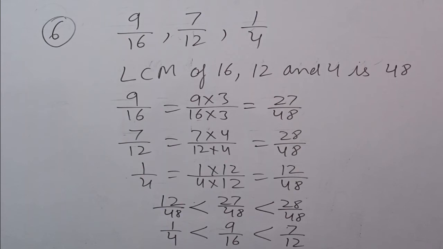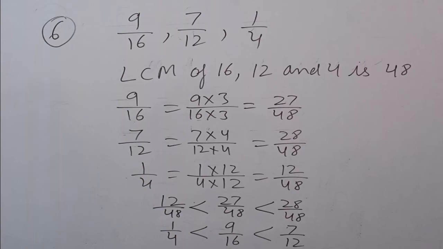First we are taking 9 upon 16. 16 multiplied by 3 gives 48, so the same number we will multiply in the numerator. So 9 into 3 and 16 into 3 will give 27 upon 48. Same method for 7 upon 12, and we get 28 upon 48. And same method for 1 upon 4: 4 multiplied by 12 gives 48, and 12 multiplied in the numerator gives 12. So 12 upon 48, 28 upon 48 and 27 upon 48 are the like fractions.